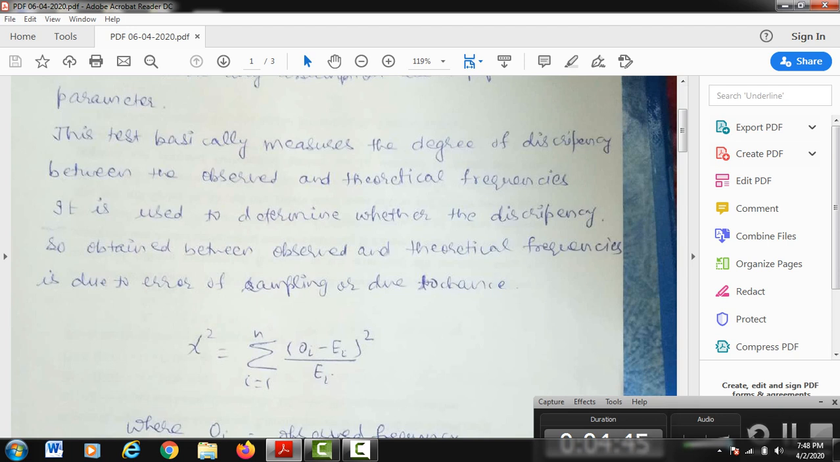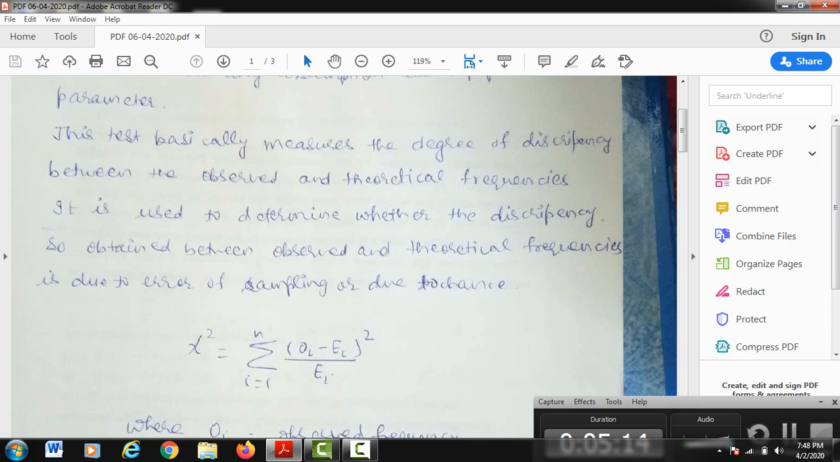So it is used to determine whether the discrepancy obtained between observed and theoretical frequencies is due to error of sampling or due to chance. As I am telling you, the frequency which is already given in our numerical or in our question is considered as the observed frequency, and the expected frequency we will evaluate. So there will be some discrepancy, or some different values. All the values of expected frequency will not match with the observed frequency.